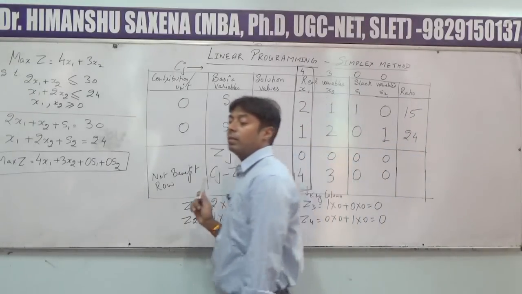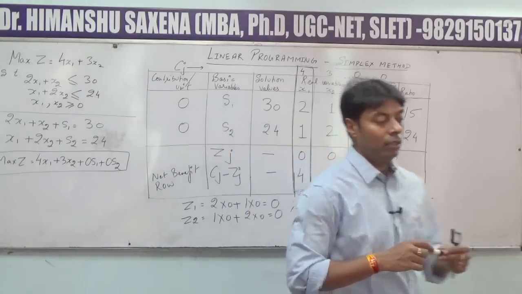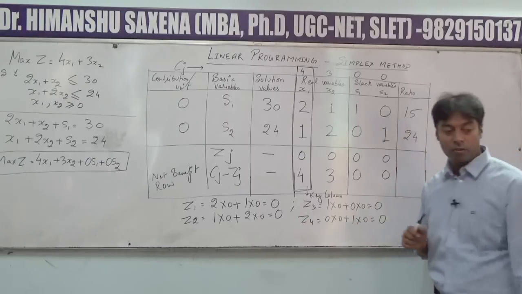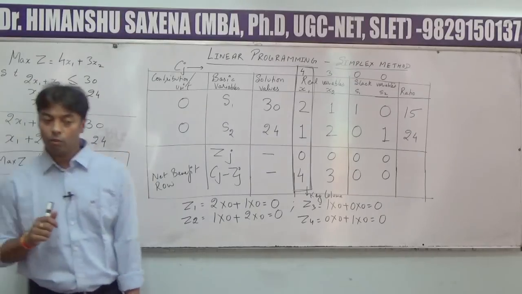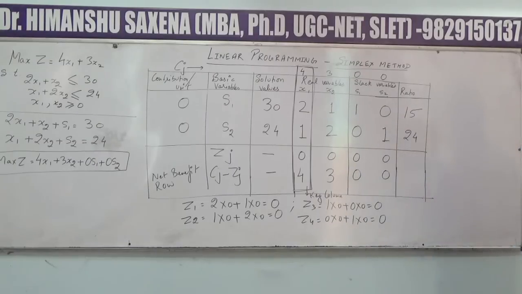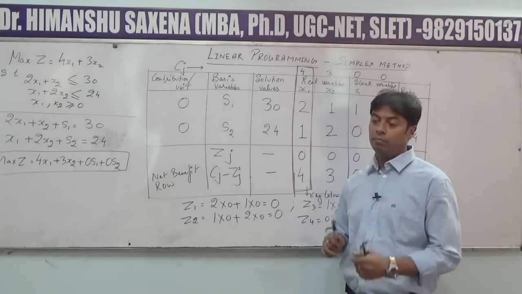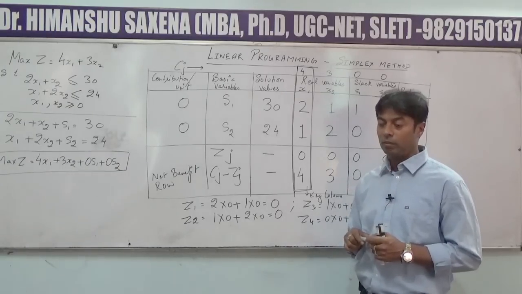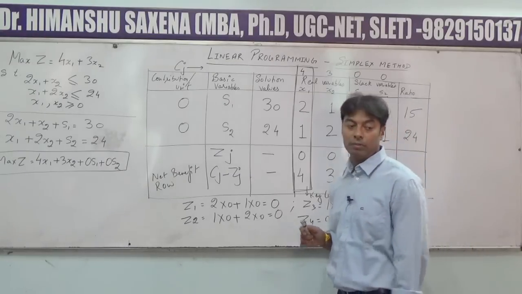Next, concept number 3. Please take down the next one, key row. Key row is the lowest value from the ratios.